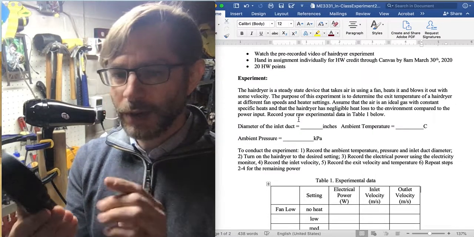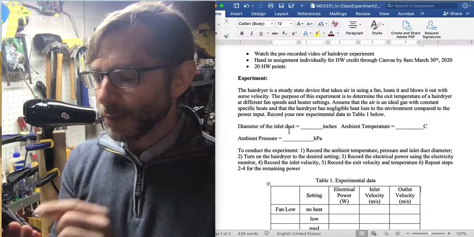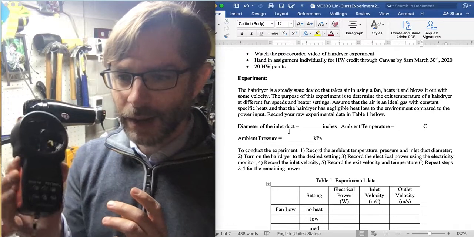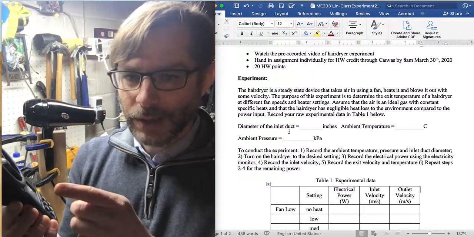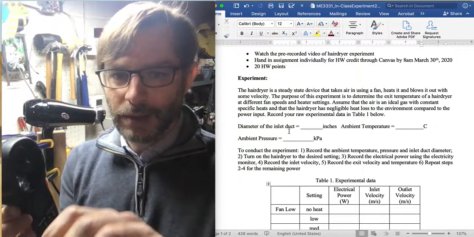Okay, so it's giving us the velocity in meters per second, and it's giving us the temperature of the room. So we're going to read the temperature of the room, and we're going to put it in our notes here in our data, and we're going to read the velocity inlet and outlet of the hairdryer. Okay, and we're going to be taking these data.